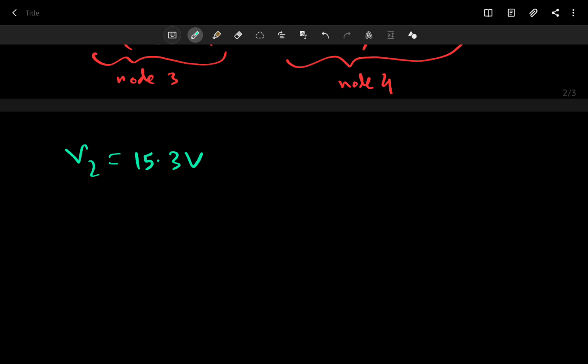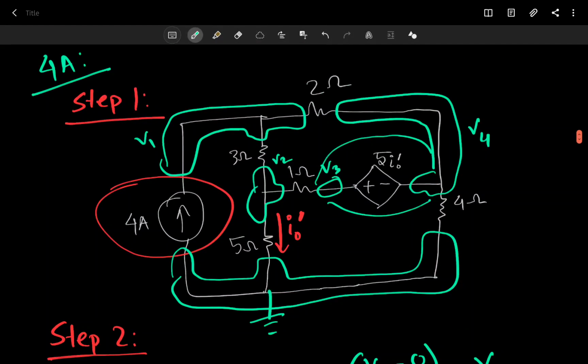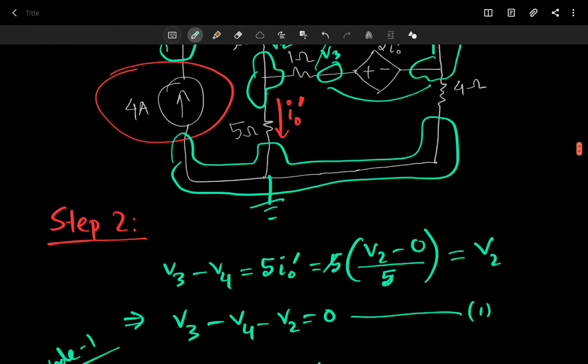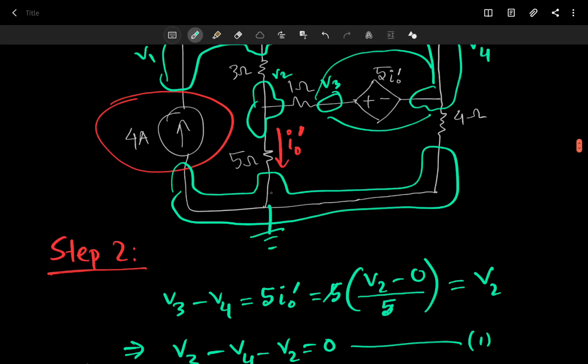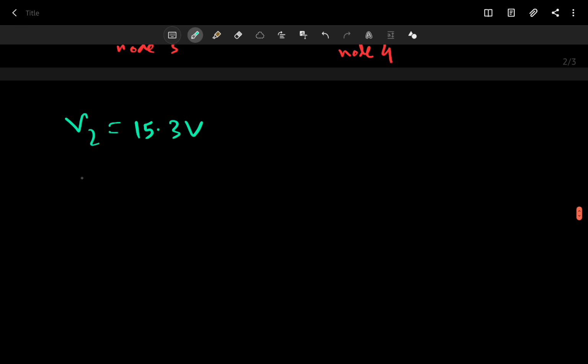Okay, and then if you know the value of V2, then you immediately know the value of I naught prime, because this value will be just V2 divided by 5, right? V2 minus 0 divided by 5, just using the plain old Ohm's law. And so I naught prime will be V2 minus 0 by 5, which is just 3.06, something like that. Okay, so this is our, sorry, not volt, sorry, this will be ampere.